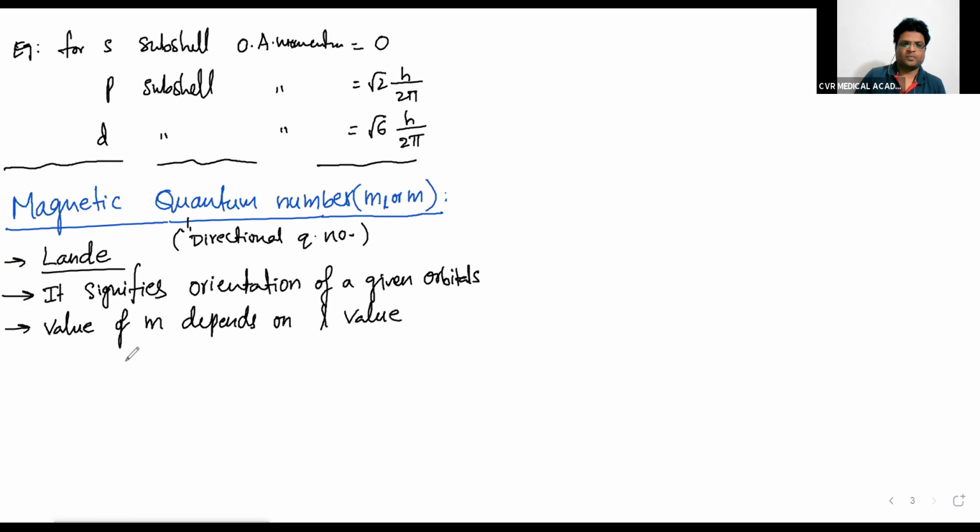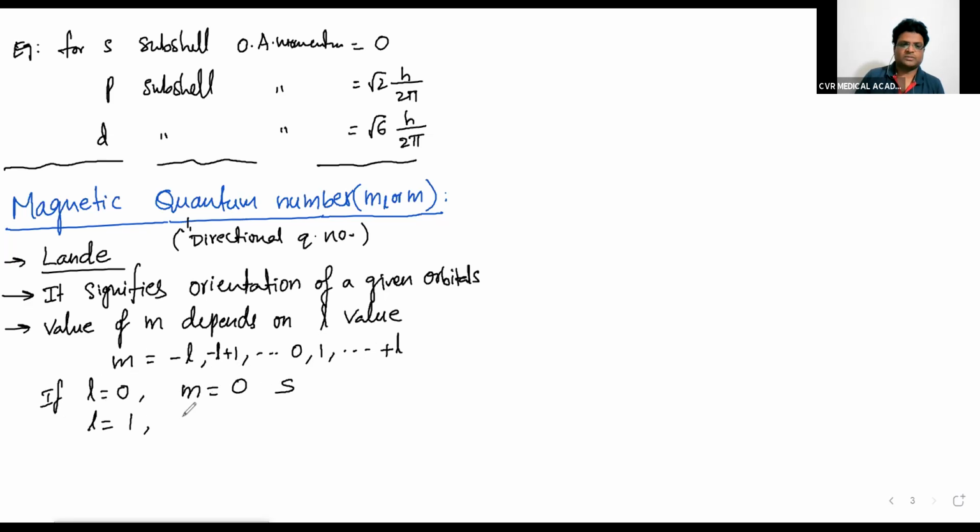M can have values from minus L, minus L plus 1, and so on, 0, 1, and so on up to plus L. The possible values of M, the magnetic quantum number, are in the range minus L to plus L including 0. That means if L is 0, what are the possible values of M? M can have only 0. Minus 0, 0, plus 0, whatever it is, only 0. What does it indicate? S subshell.